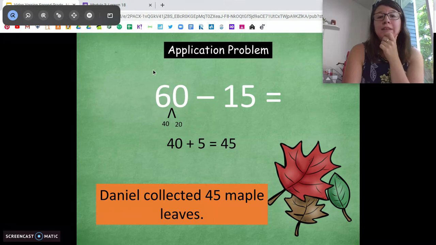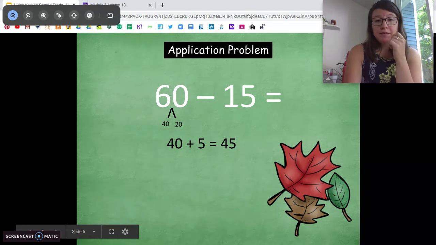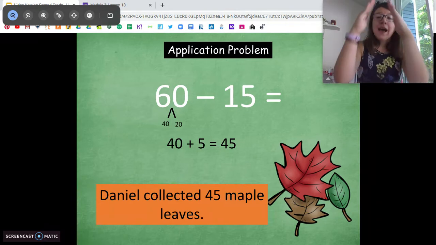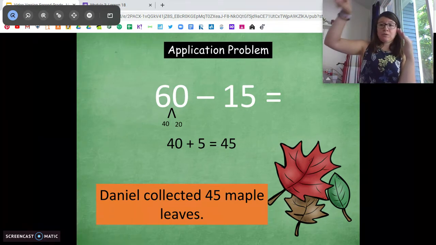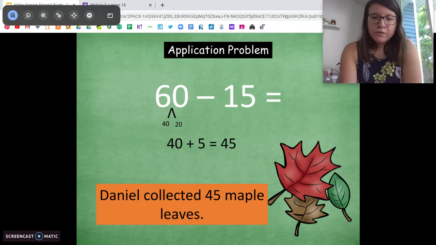The 60 oak leaves, and then he collected 15 fewer maple leaves, and we figured out he collected 45 maple leaves. Now, if you solve this problem a different way, still got to 45, that's totally cool. I like breaking it down and finding those easy facts to solve because it makes it easier for my brain. But whatever works for you, totally good.